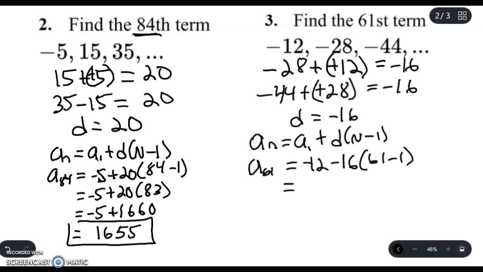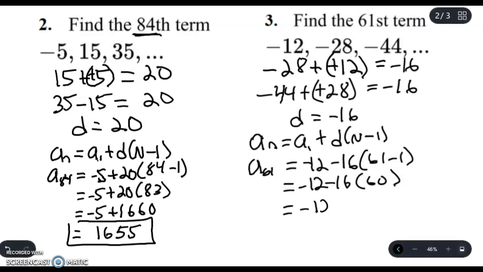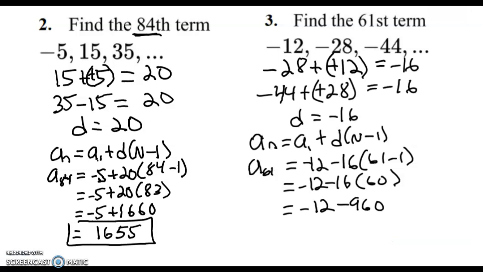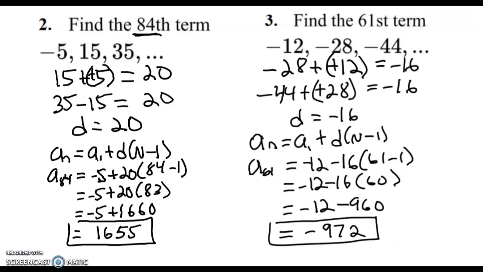So now we're going to subtract this. Negative 12 minus 16 is equal, or times 60 here. Now we're going to do 60 times negative 16. And that's going to get us a negative 960. And then here we got the same sign, find the sum. You add that together, you get negative 972. So the 61st term in this sequence here would be negative 972.